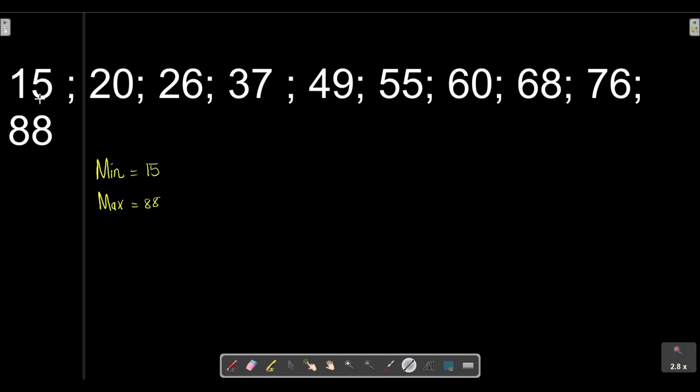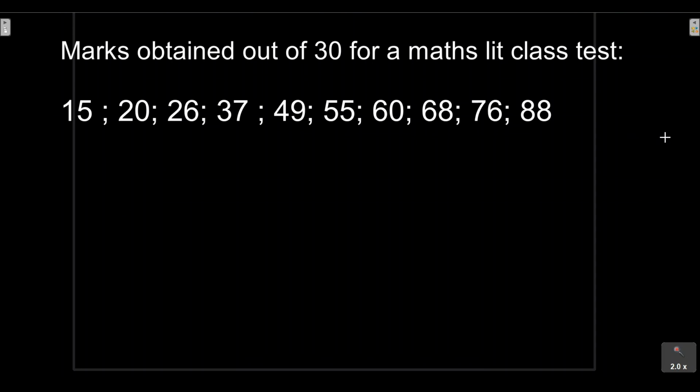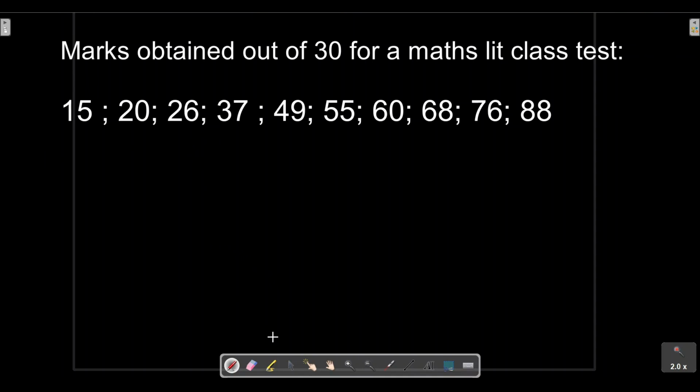We've got 1, 2, 3. Okay, let's count 3 also on the other side. Actually, let me try and put this 88 there as well, just to make our lives a bit easier. All right. So we're going to count 3 on the left and 3 on the right. The whole point of counting 3 on the left and on the right is that I'm trying to find the median.